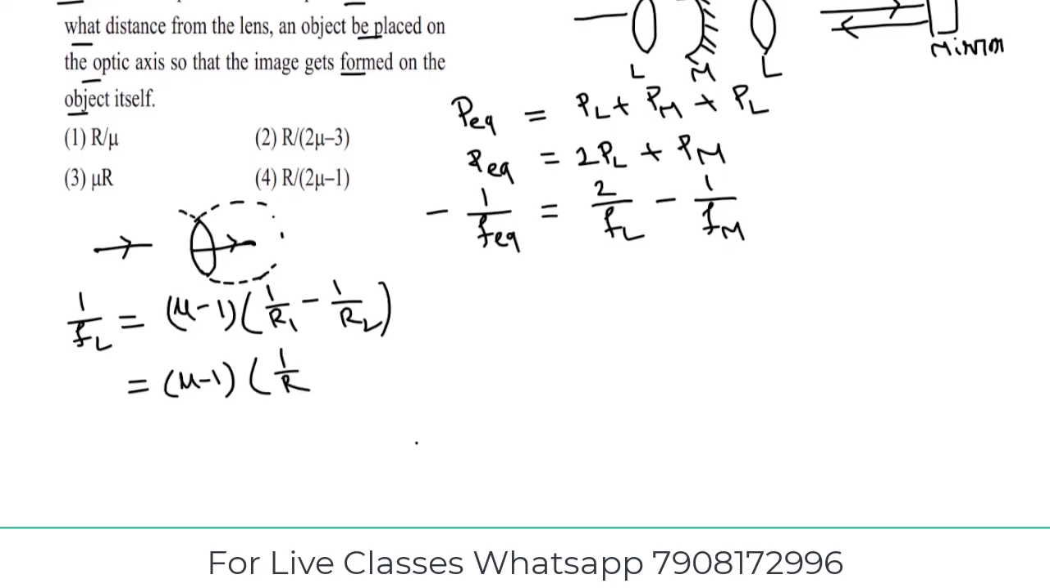Now if we find the radius of curvature of the second surface R2, then R2 is in this direction, so it is opposite to the incident line, so we have to take a negative sign from the sign convention.